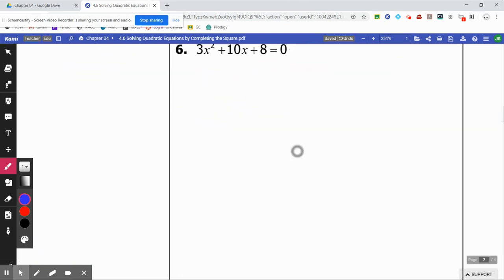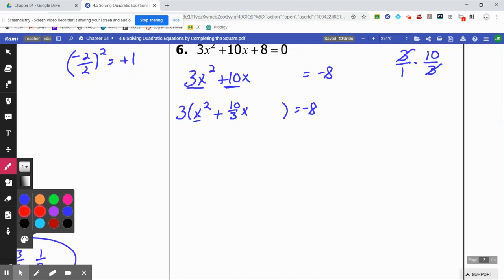Here we go. We must now complete the square. This is as hard as they'll get right here. We must complete the square. In order to complete the square, we take our 10 thirds and we half it. How do you half a fraction? You multiply it by a half. Then we're going to square that, and that's going to be what we add.